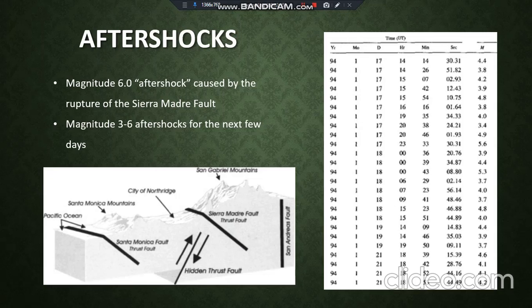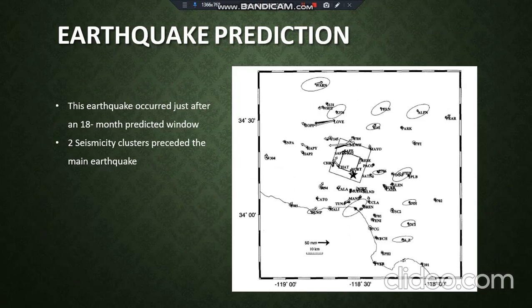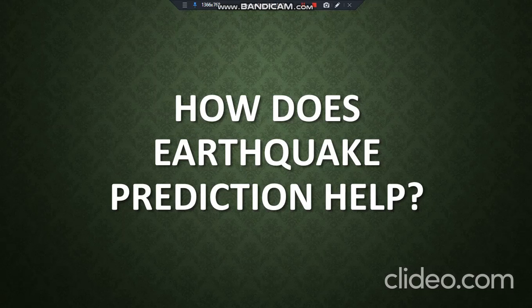Now, in the beginning I mentioned that the earthquake happened seemingly out of nowhere, and this is where we come to the debatable topic of earthquake prediction. This earthquake occurred 21 days after the predicted 18-month window for a magnitude 6.6 or higher earthquake in that area. Also, there were two seismicity clusters, which are groupings of earthquakes of similar type or magnitude that preceded the main earthquake. So even if we did see this earthquake coming, what could anyone have done about it? And what can we do to prepare for future earthquakes?